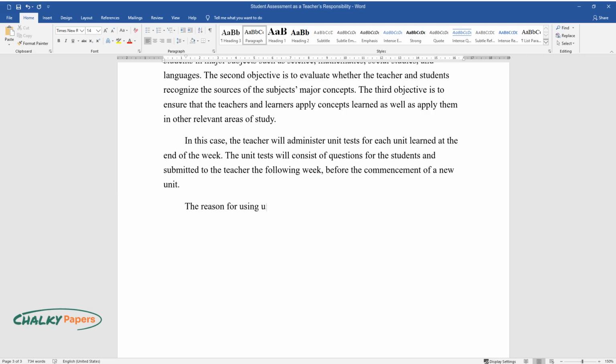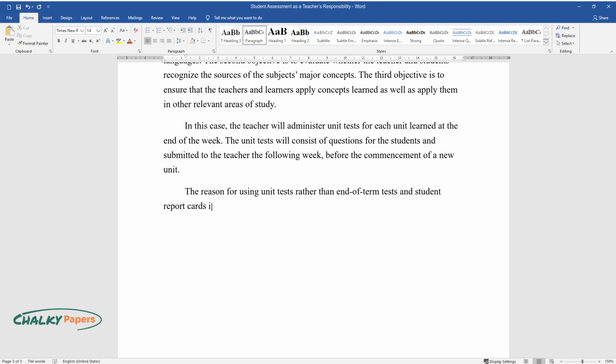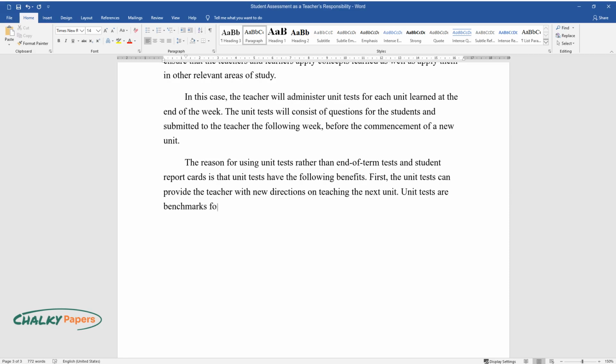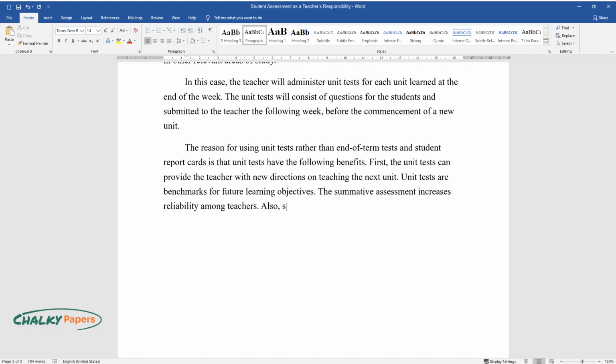The reason for using unit tests rather than end-of-term tests and student report cards is that unit tests have the following benefits. First, the unit tests can provide the teacher with new directions on teaching the next unit. Unit tests are benchmarks for future learning objectives. The summative assessment increases reliability among teachers.